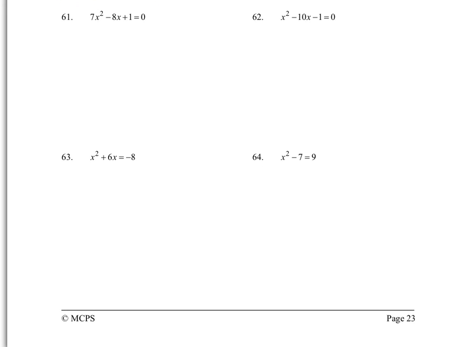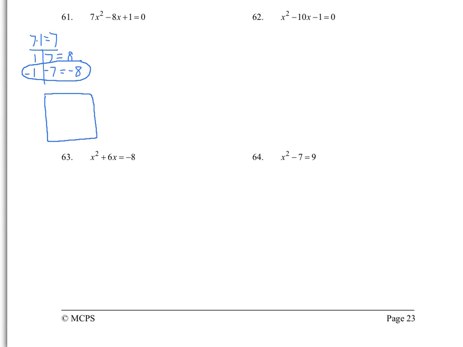For 61, I've got 7x squared minus 8x plus 1 equals 0. I can use the quadratic formula for this, or I can try to factor. I don't recommend completing the square though. So I'm going to practice factoring when a is not 1. First, I need to do a times c, which is 7 times 1, and that equals 7. So factors of 7 include 1 and 7, or negative 1 and negative 7. When I add 1 and 7 together, I get 8, and when I add negative 1 and negative 7 together, I get negative 8. Since b is negative 8, I want this one.